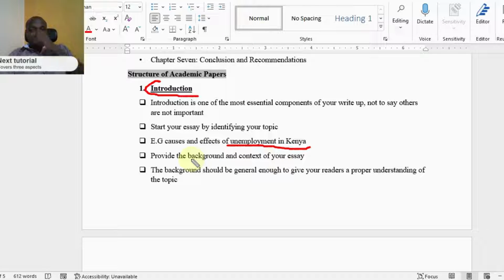After that, you provide a very brief overview, background, and the context of your paper. Mark this word, context of your paper. Then, as I've written here, a background should be general. It really should be general enough, because it should give your audience a general understanding of what you want to cover in your paper about the topic.